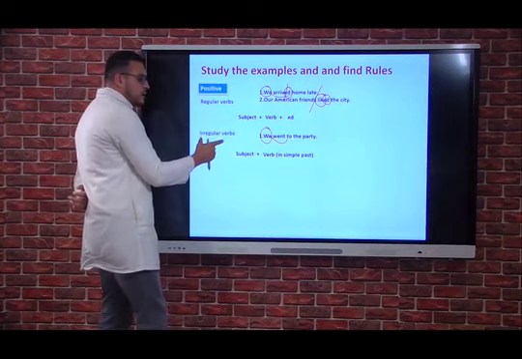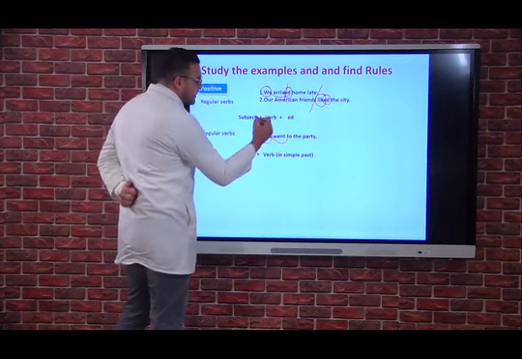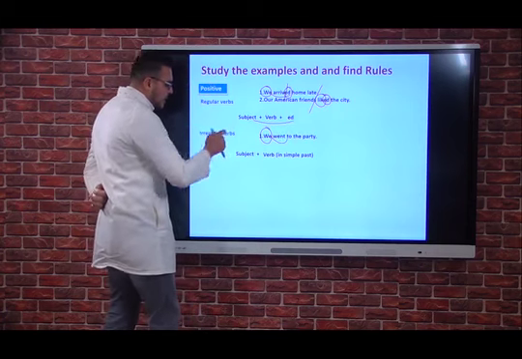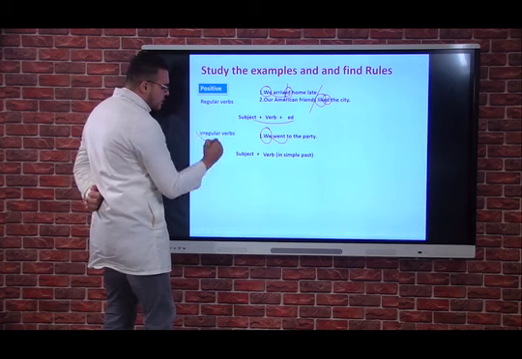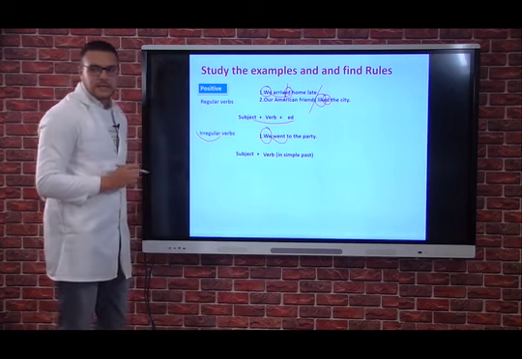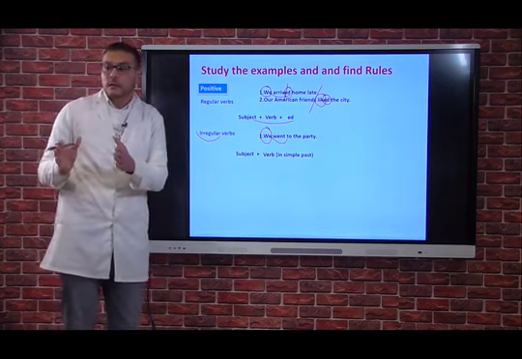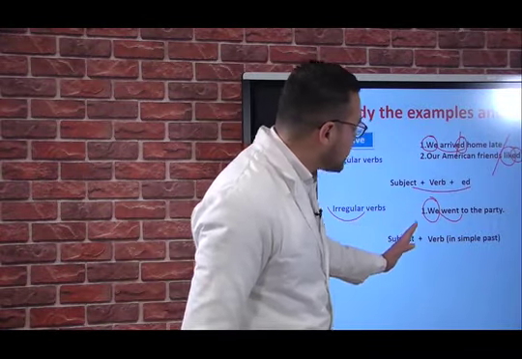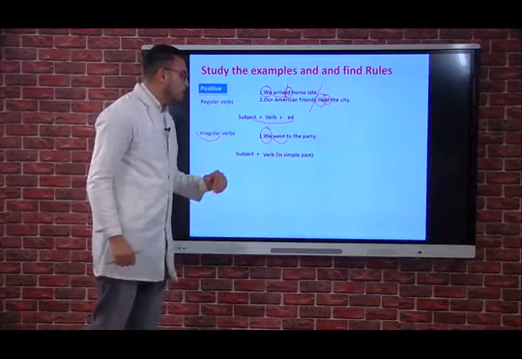As you see in here, so we change. We don't have this form anymore. So we have irregular verbs, which means verbs that are not normal, they are abnormal, okay? So subject plus verb in the simple past, okay?